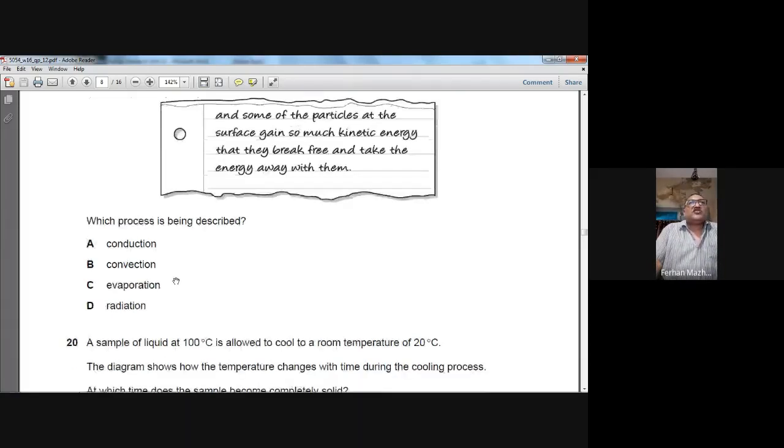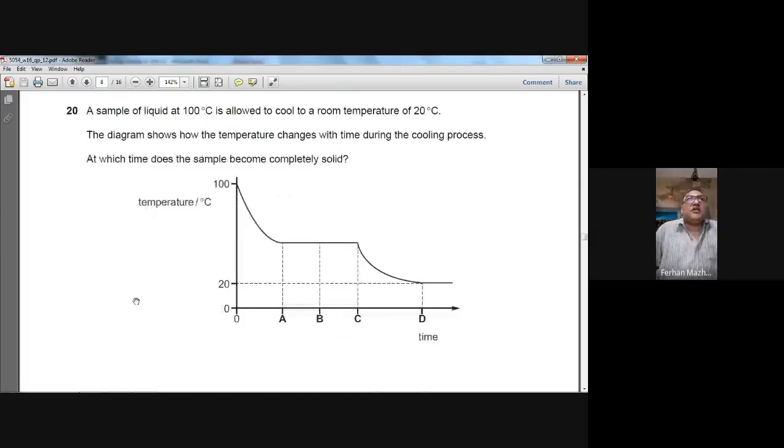Next question is on your screen. Question number 20. A sample of liquid at 100 degrees centigrade is allowed to cool to a room temperature of 20 degrees centigrade. The diagram shows how the temperature changes with time during the cooling process. At what time does the sample become completely solid? You know, this is a liquid at a temperature of 100 and you let it cool. So it's a cooling curve. On the x-axis, the time is represented. On the y-axis, the temperature is represented. And as time passes, the temperature is dropping.